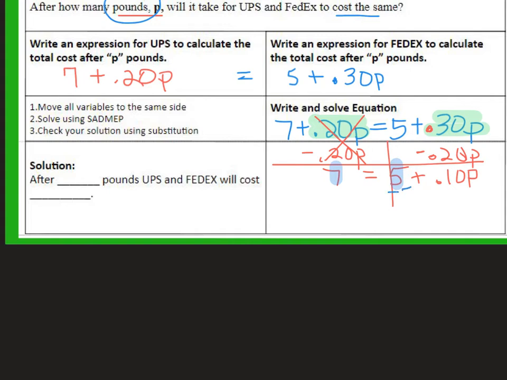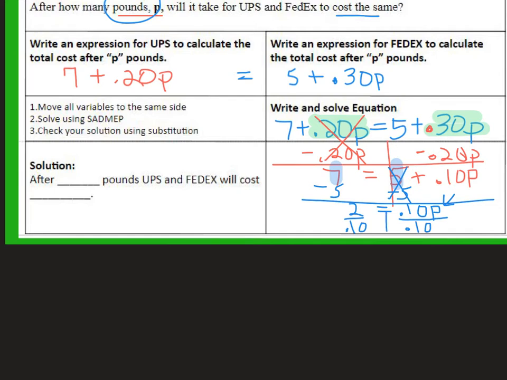It's a positive 5. I need to do the opposite of that in order to move it over. That gives me 0 pair. 7 take away 5 is 2. And 2 equals 0.10 cents times the number of pounds that I'm looking for. Okay, so my final step is to do the inverse of multiplication. So I'm going to need to divide in order to get P by itself. And in my calculator, I'm going to take 2 and divide it by 10 cents, right? And what I do to one side, I do to the other.